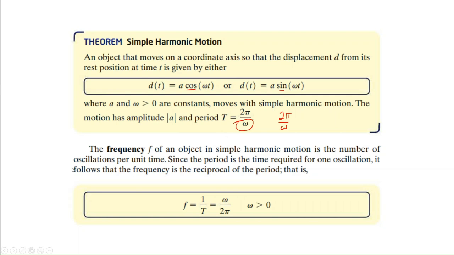Okay, one other thing that's useful in this scenario is the frequency, and that's easy to find if we know the period, because the frequency is just 1 over T, and since T is 2 pi over omega, the frequency is going to be the reciprocal of the period. Okay, so these are the parts that we're interested in: the amplitude, the period, and the frequency.